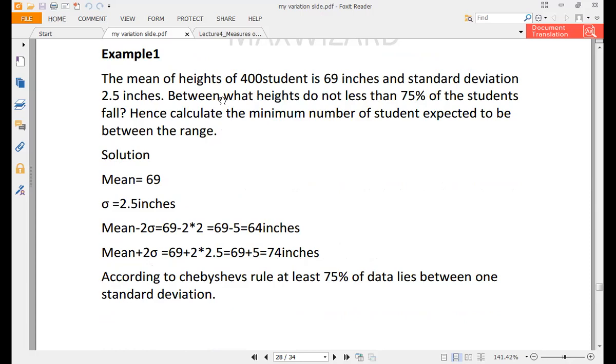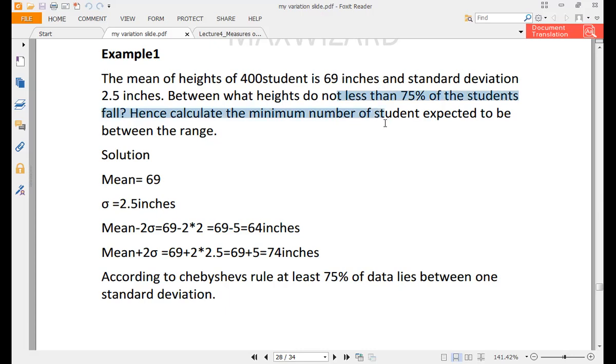In fact, the way this was constructed, you can see the question asked, between what height do not less than. These are the points that are going to tell you that what we are actually dealing with is Chebyshev rule, because this is not precise. This is not really asking you what is the height of students that lies, or what is the height that is less than 75% of students. It's asking you do not less than.